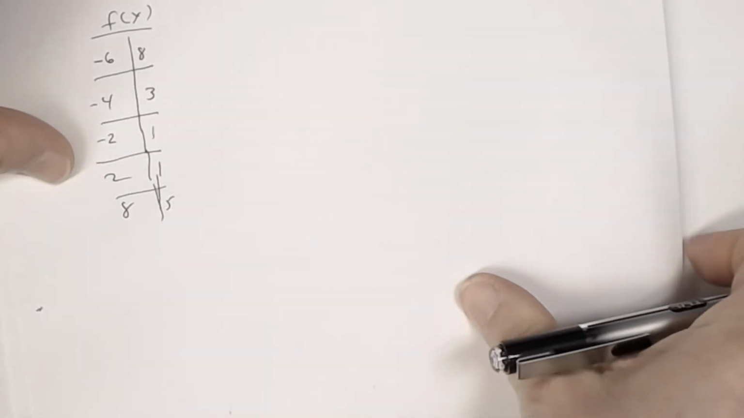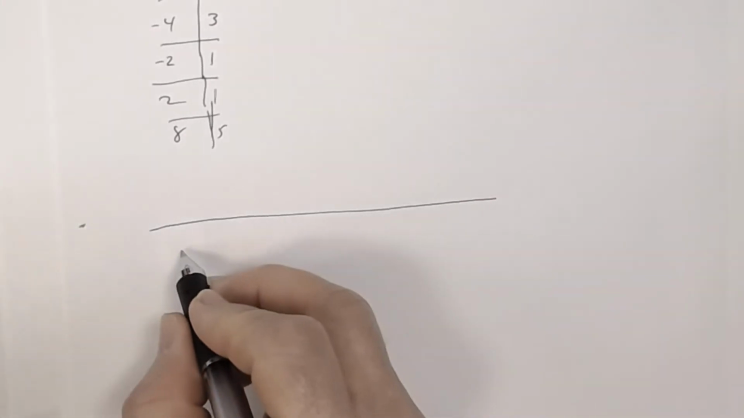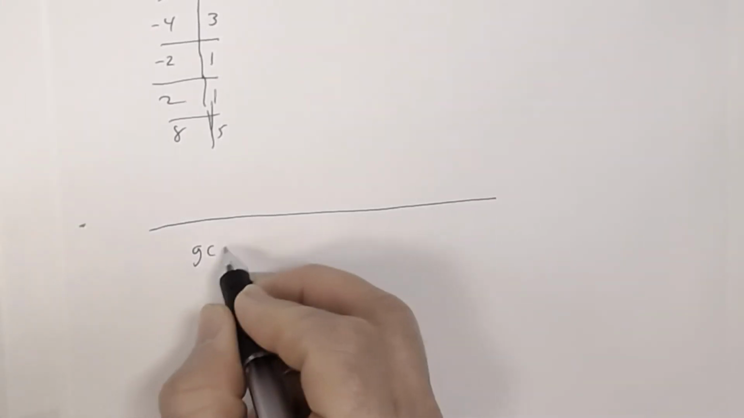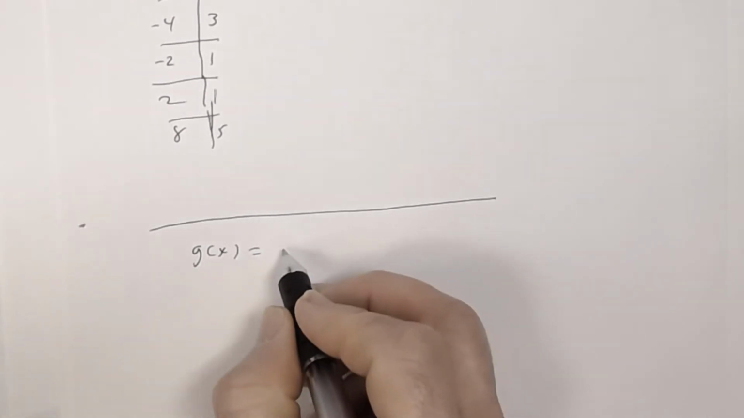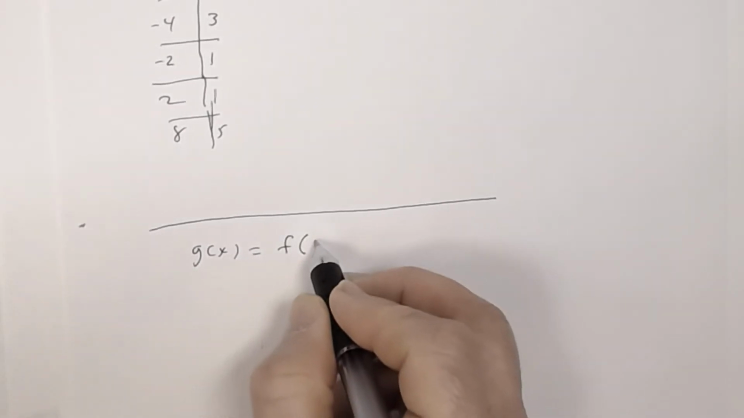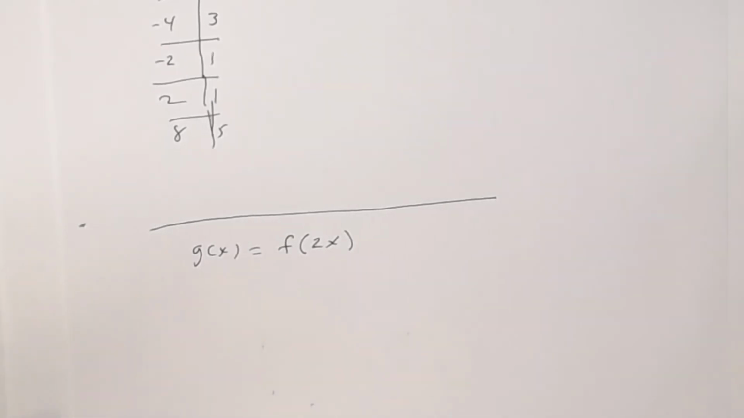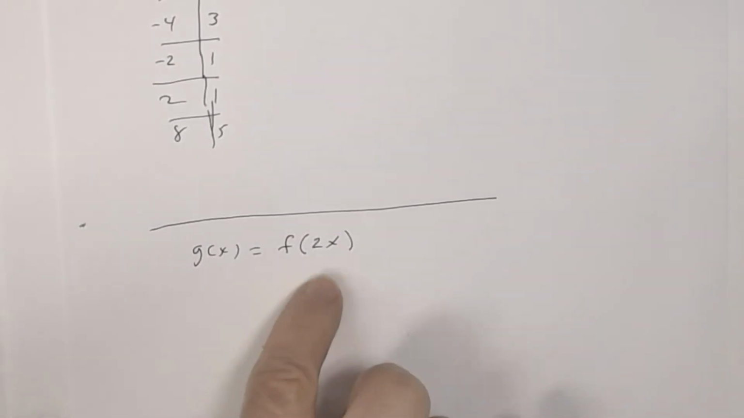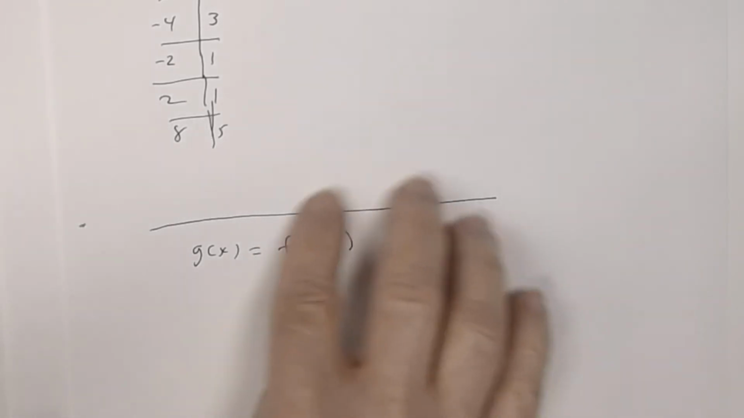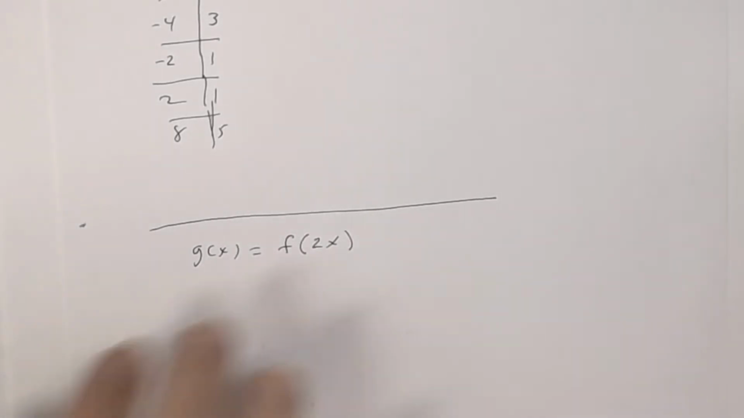All right, and I'm going to write it down here for right now. So I want to graph g of x. So g of x is equal to f of 2x. So let's look at that for a moment. g of x is equal to f of 2x. So to get f of 2x, I'm going to transform f of x. Instead of f of x, I'm looking at f of 2x, and that's going to give me g of x.